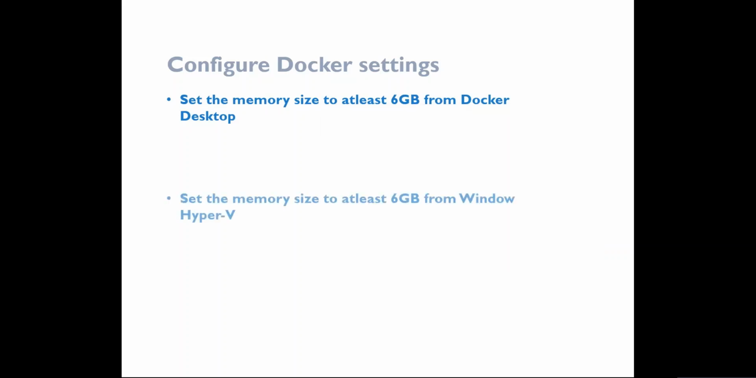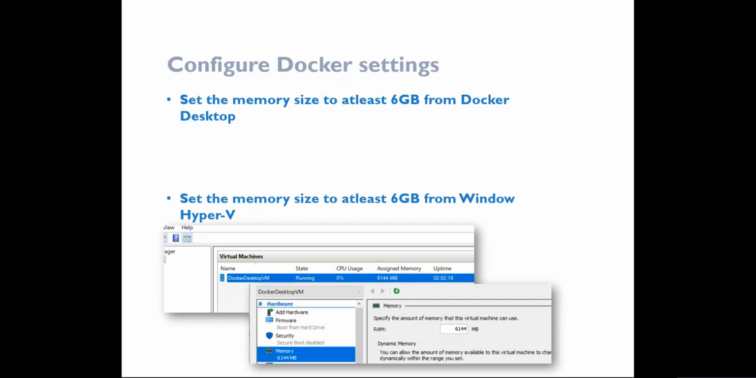Now there's an alternate way where you could go directly to Hyper-V and access the memory panel and increase the RAM to 6 GB. Both of these options are possible. Whatever suits you and is convenient, you can use either of them.